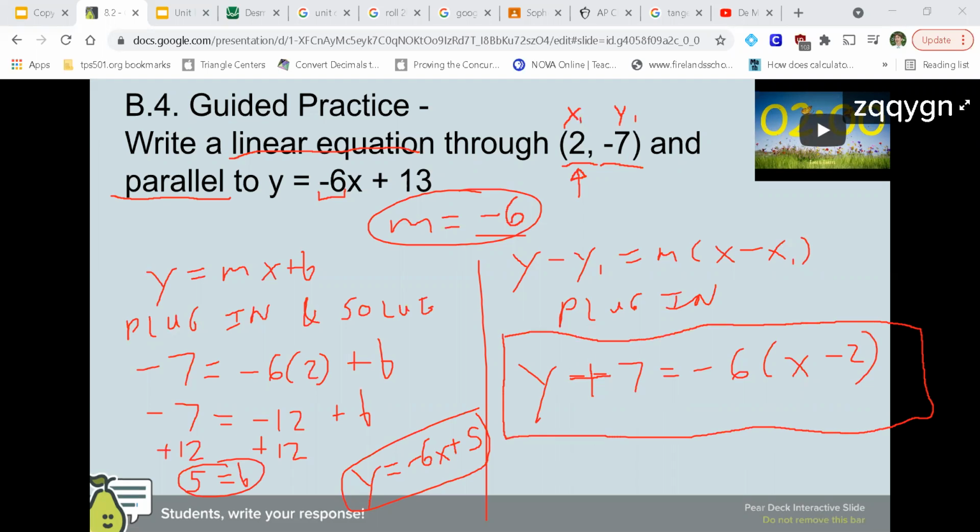Again, either of those answers is okay. They are the same. If you distributed the -6 and subtracted 7 over, you will get -6x plus 5.